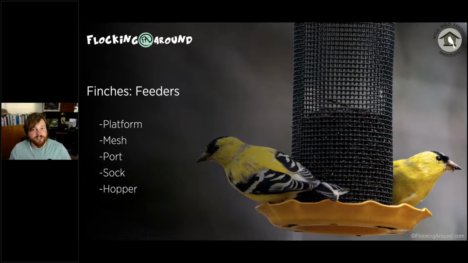Again, larger finches are going to prefer larger perch areas. So large birds, large perch. Think about something like a rosy finch. Rosy finches are cliff dwellers, so they want large platforms to feed on. They don't like the tubes with the little perches and ports, because they're a big rock dweller. So they want big, flat, open areas to feed on. So if you get rosy finches where you're at, you're going to need a platform feeder or to feed on the ground.